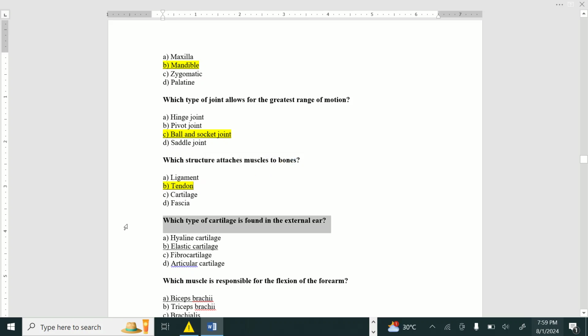The next MCQ is: which type of cartilage is found in the external ear? A. Hyaline cartilage, B. Elastic cartilage, C. Fibrocartilage, and D. Articular cartilage. So the correct option is B.